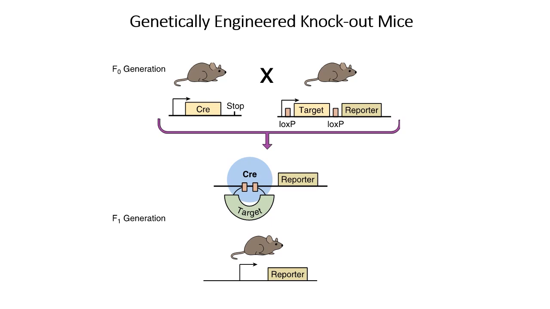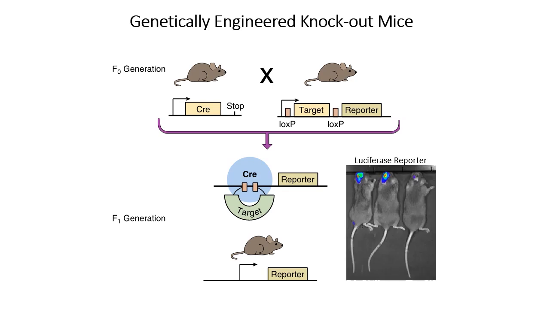A reporter can also be used to track cells that have undergone recombination or have lost the target gene. One example is the luciferase reporter mice. Here, we show how luciferase activity tracks intracranial glioblastoma tumor cells that underwent Cre-recombinase-based deletion of PTEN, a tumor suppressor gene.